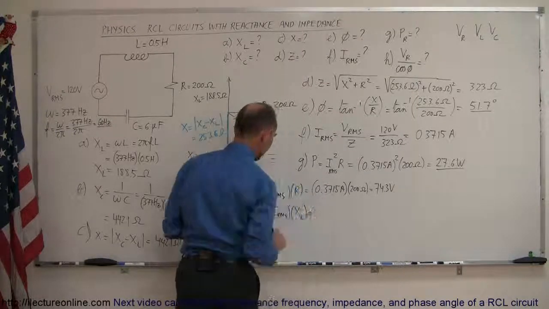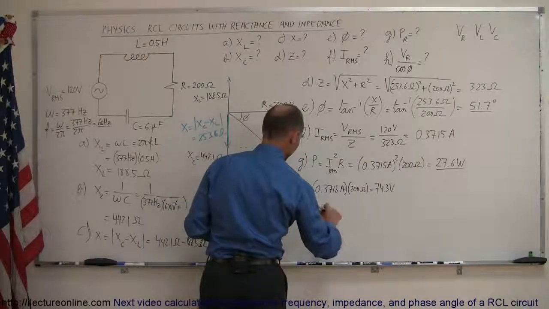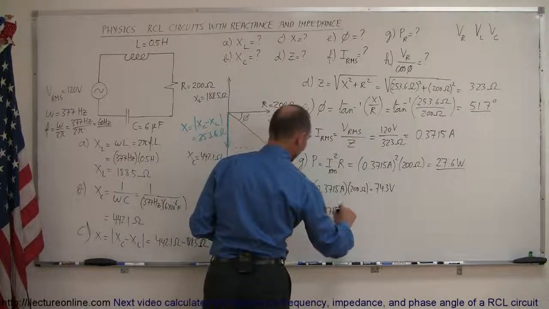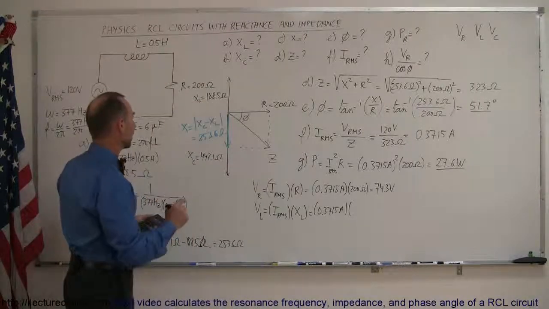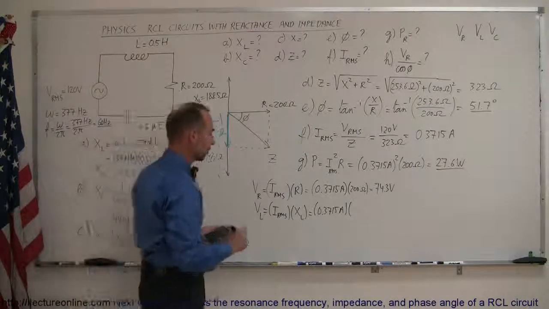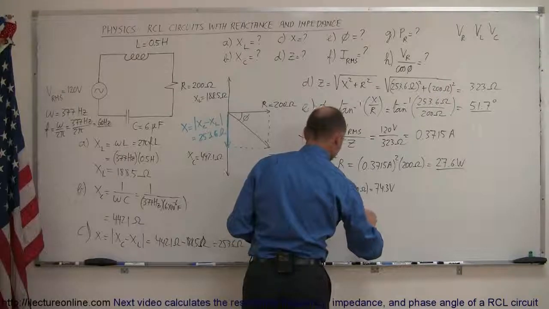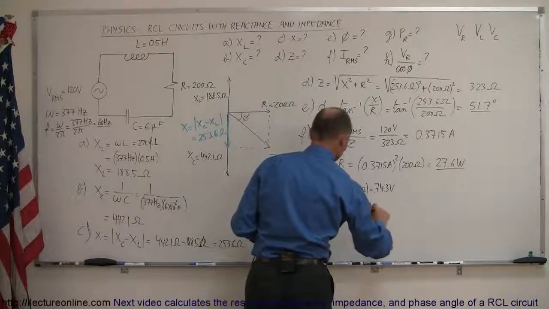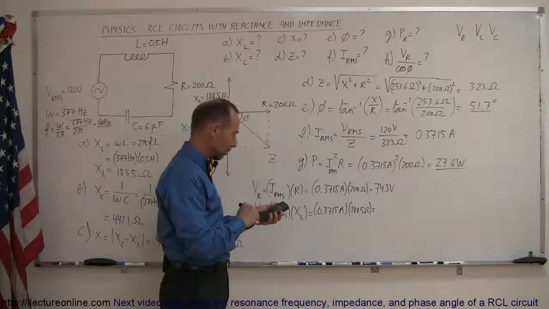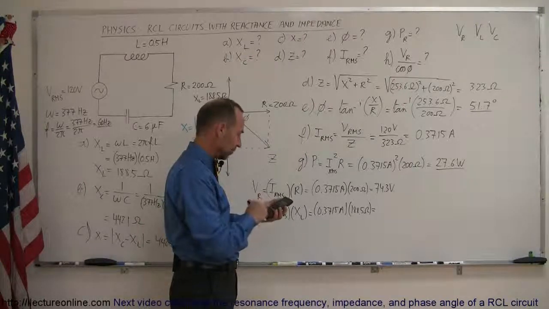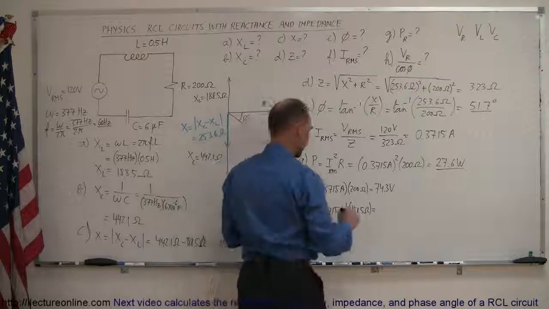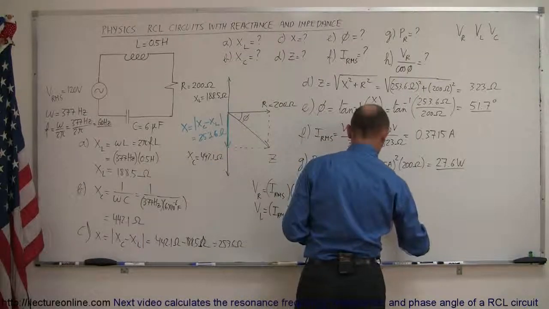Then next we're going to find the voltage across the inductor, which is the IRMS times the reactance, inductive reactance, X sub L. So that will be 0.3715 amps, and multiply that times X sub L, and X sub L was 188.5 ohms. So we get 0.3715 times 188.5, and we get 70.0 volts.